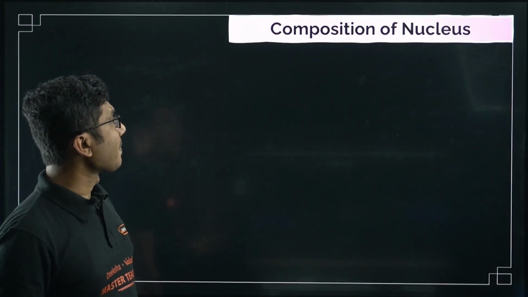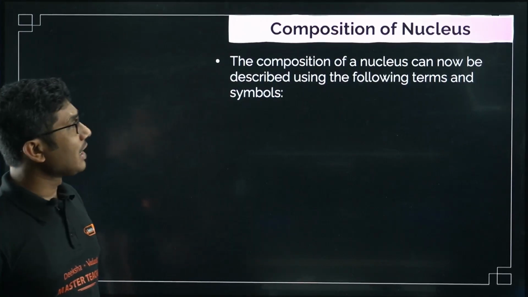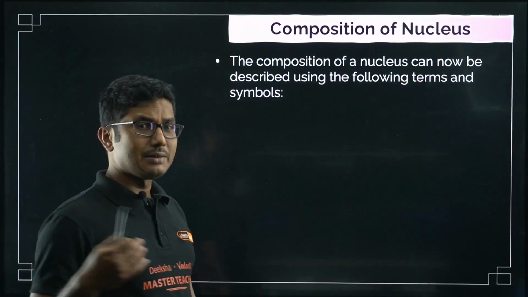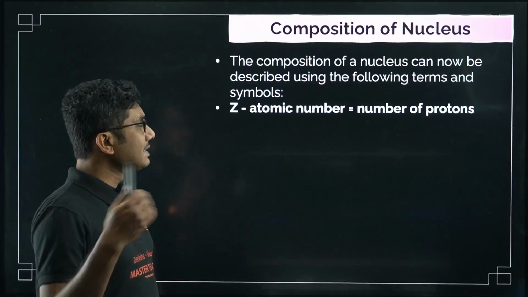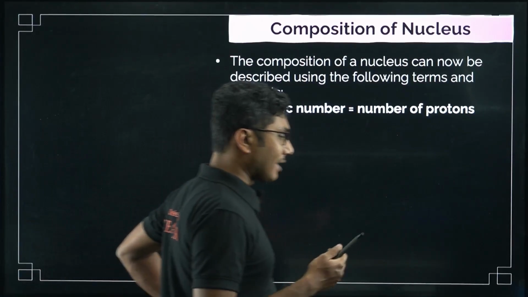Now next, the composition of nucleus can be described using the following terms and symbols. Very, very important to remember. Z is called atomic number, the number of protons. So what is the meaning of atomic number?